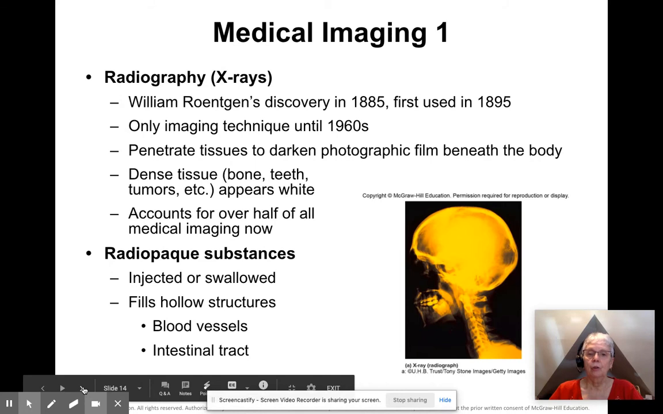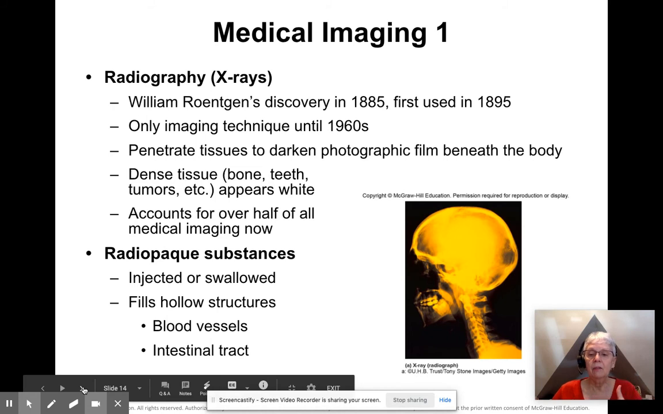X-rays are used to penetrate the body so that we can see certain structures, such as bone and teeth. You can actually see tumors on an X-ray. They do account for about half of all medical imaging. To make things show up like your stomach or your esophagus, because they are not as thick as bone, you want to be able to see them and see how they are working.